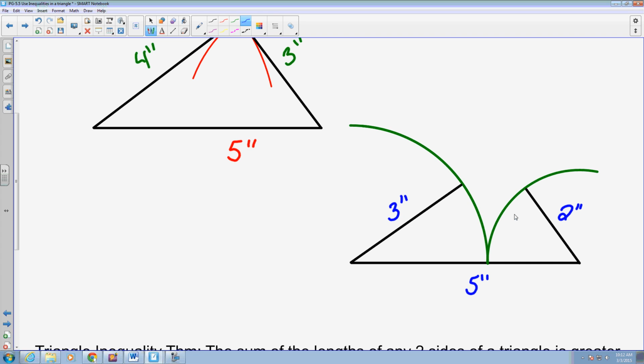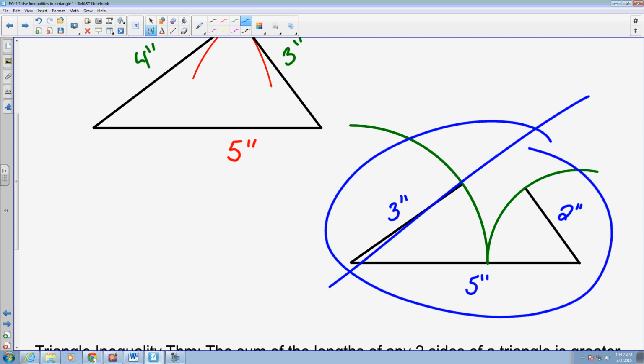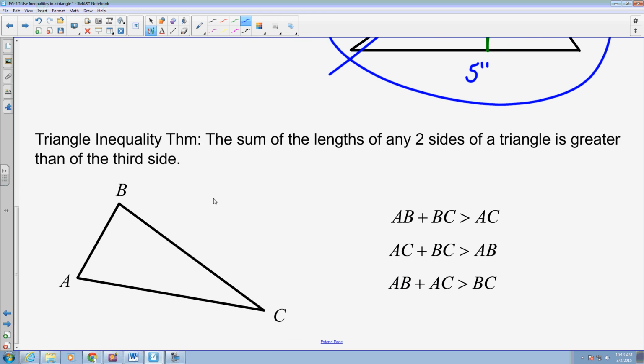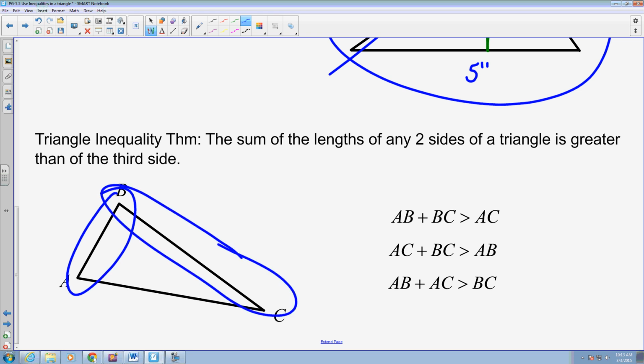So this one here, those particular side length combinations would not make up a triangle. And that brings us to one of our theorems, called the triangle inequality theorem, which basically says that the sum of the lengths of any two sides of a triangle has to be greater than the third side. So if I took the sum of AB and BC, that has to be greater than whatever the side length for AC.